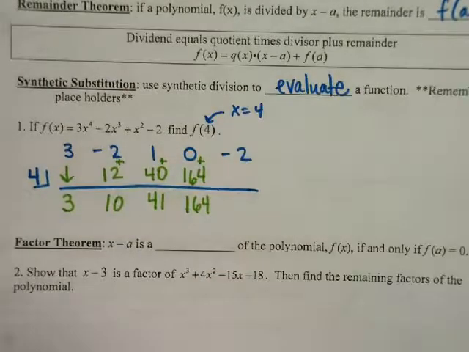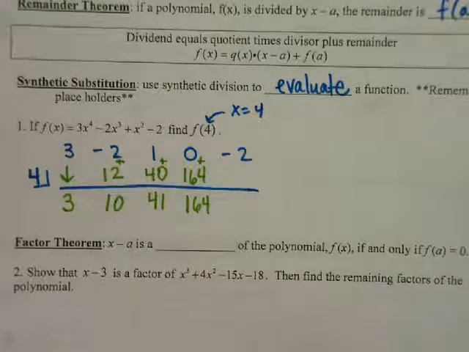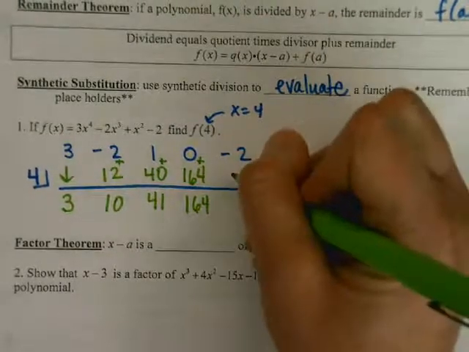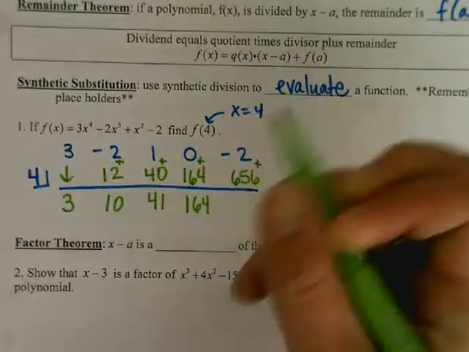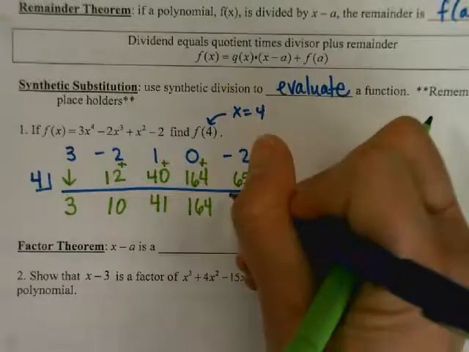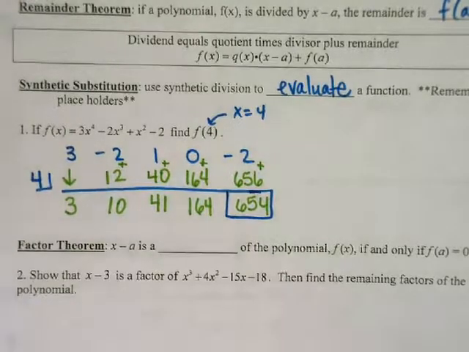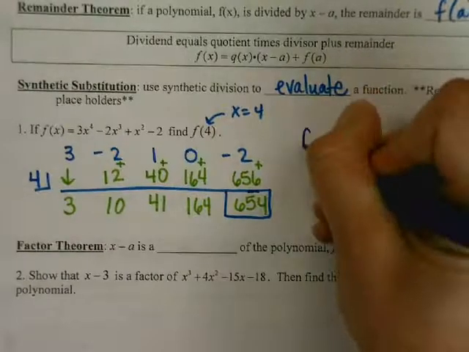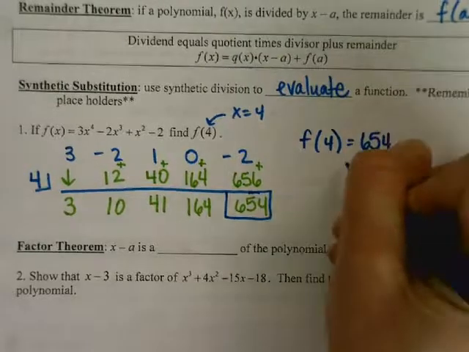This one I'd like to say I can do, but I can't. I can, I just don't. I'm choosing not to. Let's put it that way. 656. Add down. 654. That means that f of 4 is 654.